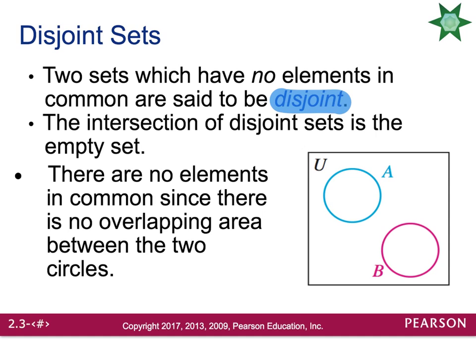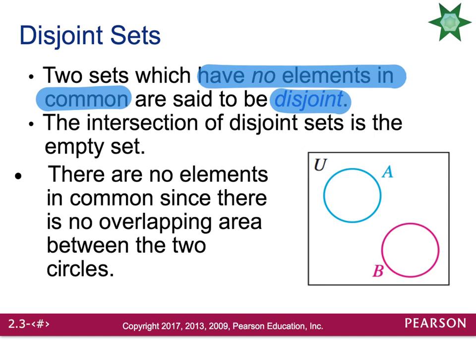If two sets don't have anything in common, we say those are disjoint sets. So disjoint sets have no elements in common. So when we take the intersection of those, we see where we're in both sets. That will be the empty set.